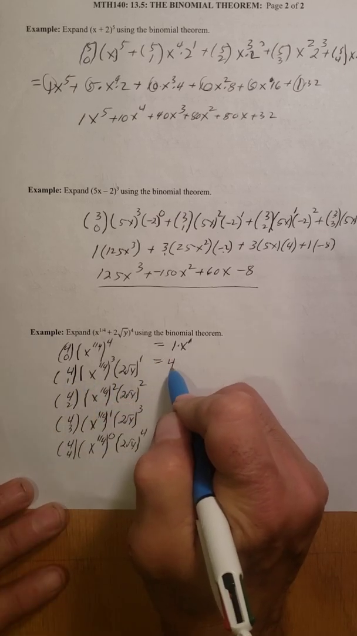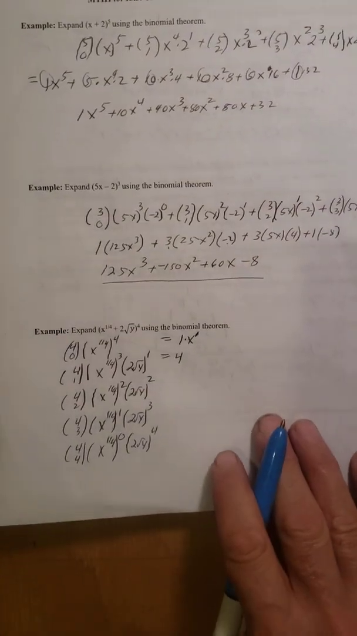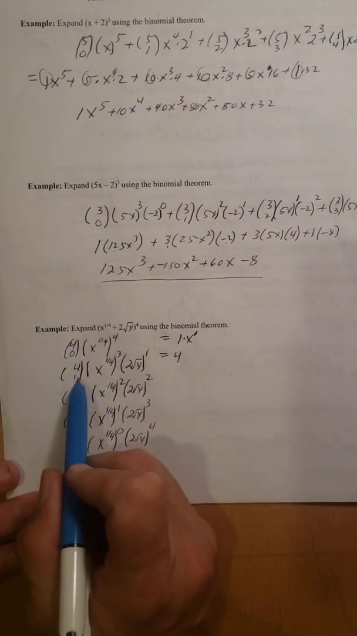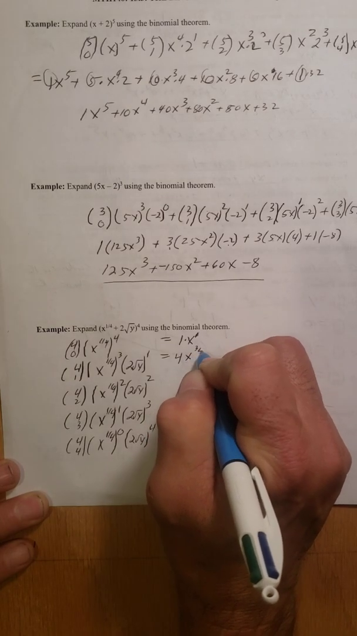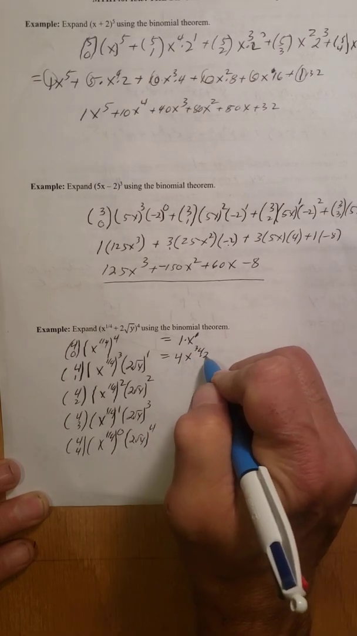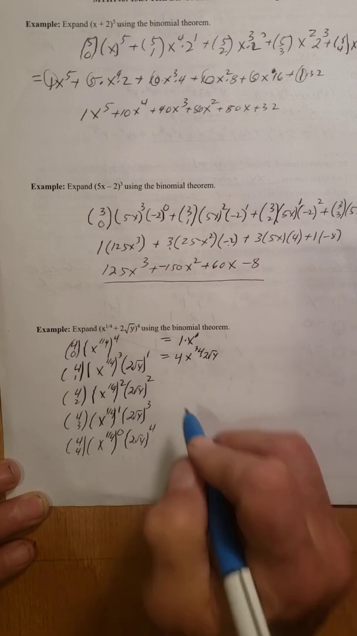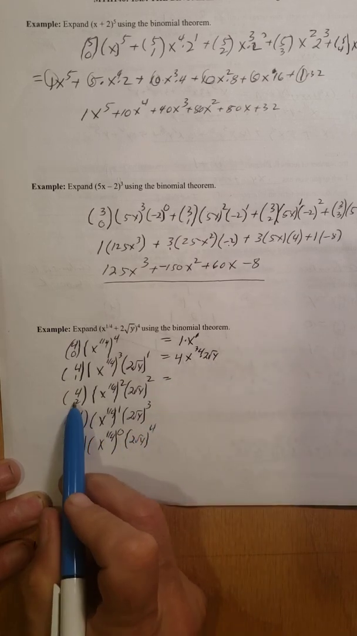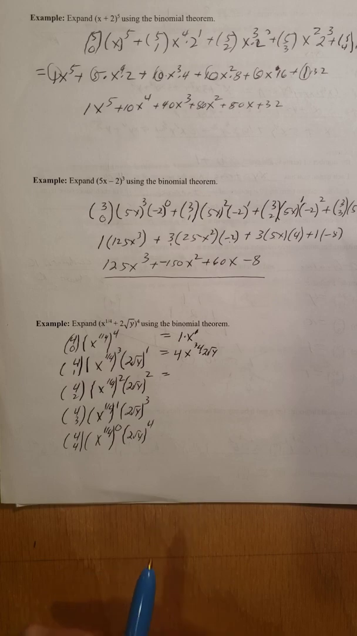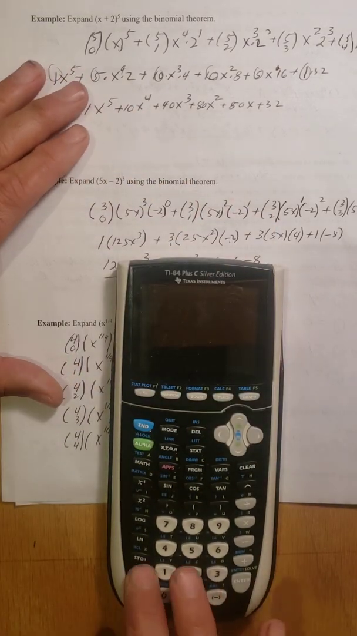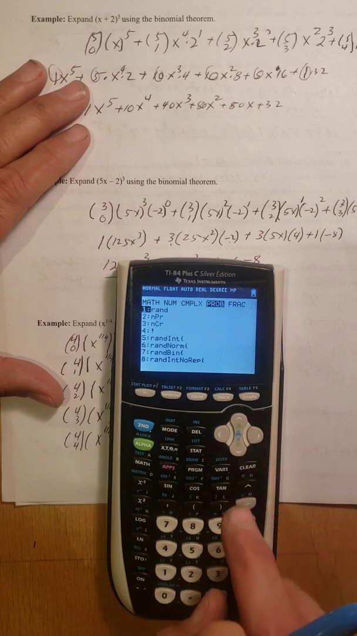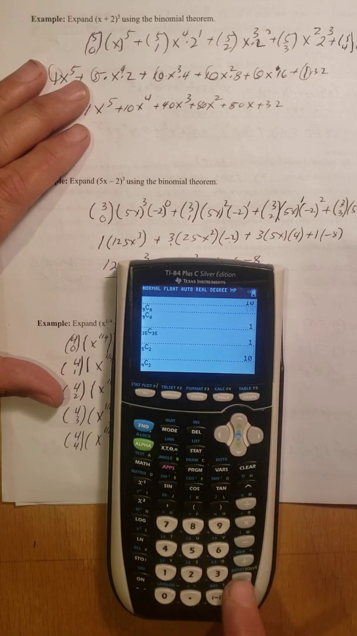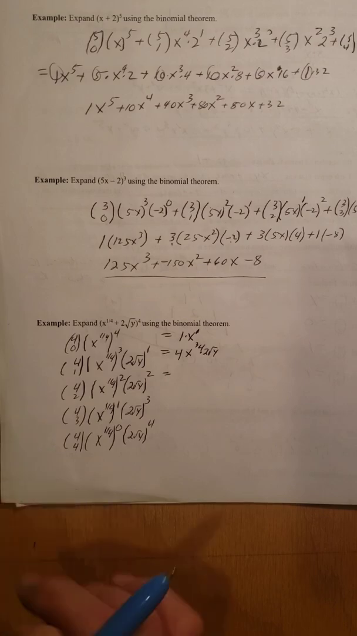4 choose 1 is 4. Let me put something underneath this. I don't like the way this is writing. So 4 choose 1 is 4. x to the 1/4 cubed is x to the 3/4 times 2 square roots of y. 4 choose 2. What is 4 choose 2? Well, let's see. 4 choose 2 is 6.